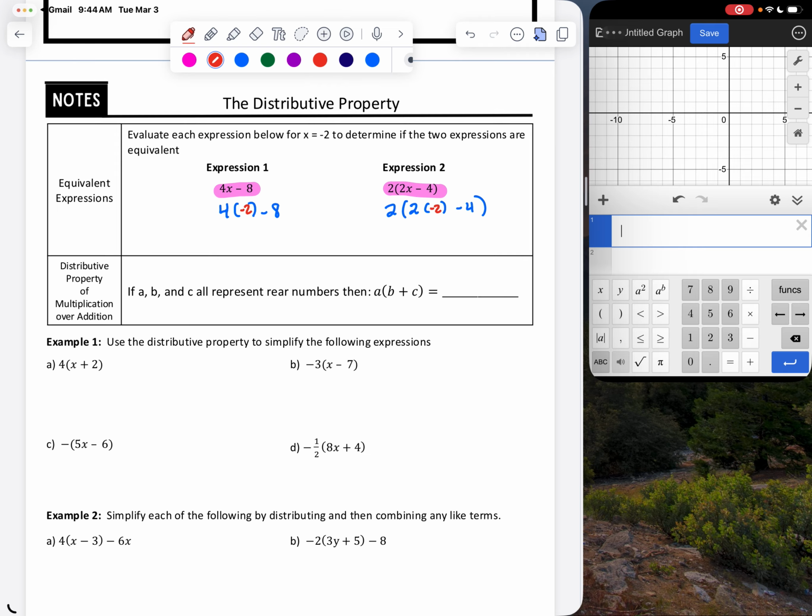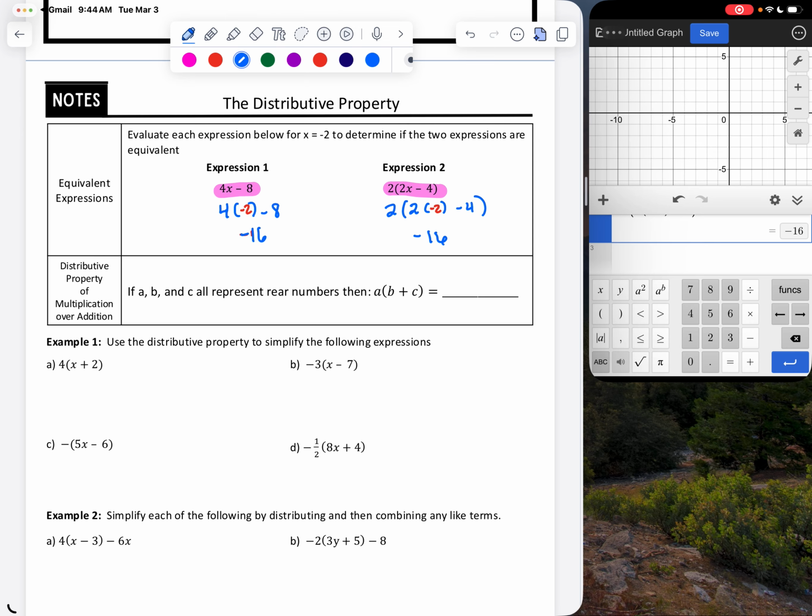So in my first expression, we have 4 parenthesis negative 2 minus 8, and that gives us a value of negative 16 when we evaluate it. In my second expression, I have 2 parenthesis negative 2 minus 4 close parenthesis. And that also gives us negative 16. Because we got the same value when we plugged in x equals negative 2, we know that these two expressions are equivalent to each other.